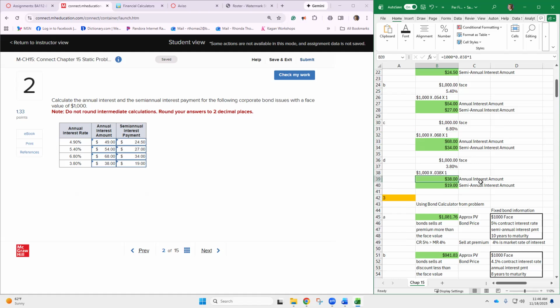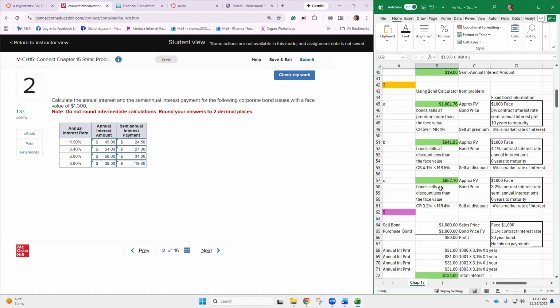And then the last one is a $1,000 bond with a contract rate of 3.8% interest. You say, why do you take all of these times one? Once again, you always have the time factor in there, even if it is just once a year, right? Actually, to get semi-annual interest, you would take it times 1/2, right? Or 1/2, if you were looking at it that way.